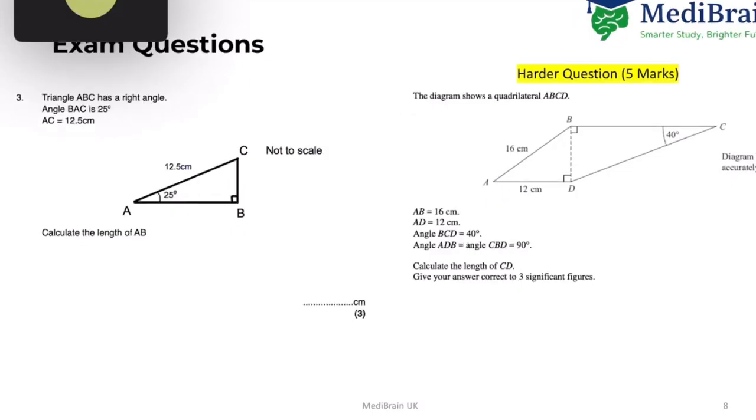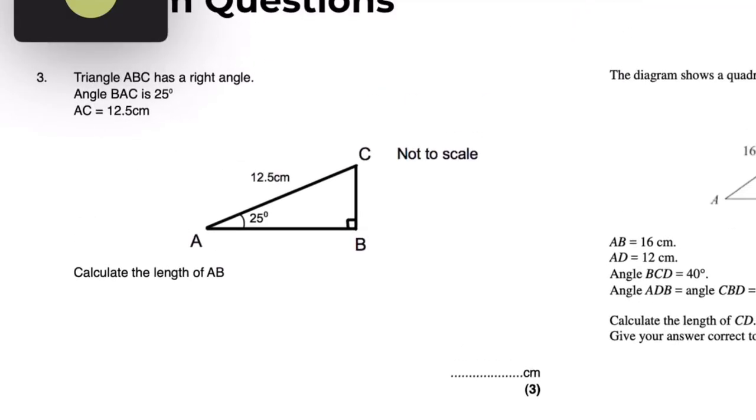Okay, so for the first question, triangle ABC has a right angle. Angle BAC is 25 degrees. Length AC is 12.5 centimeters. Calculate the length of AB. So AB is from here to here. That's X. AB, that's what we need to work out.